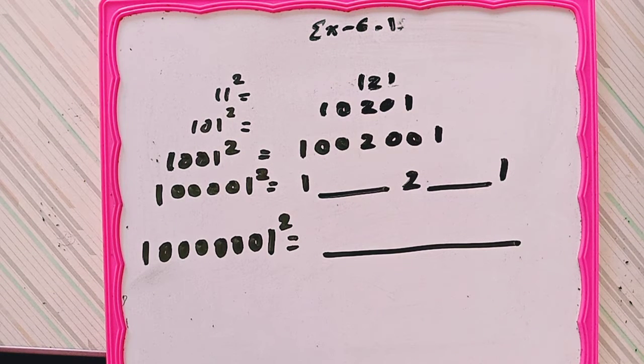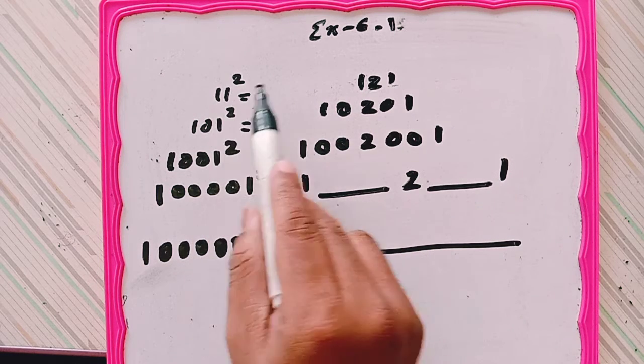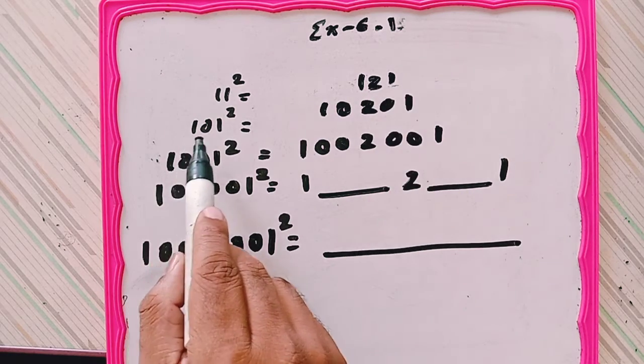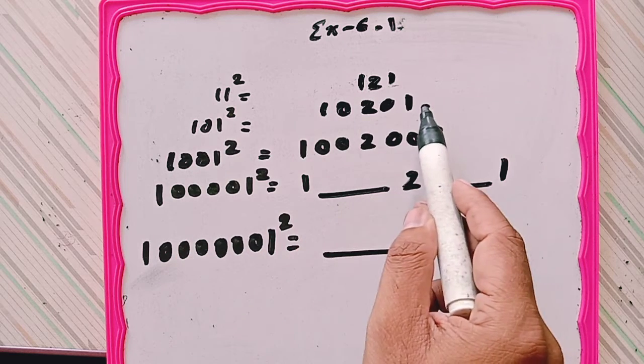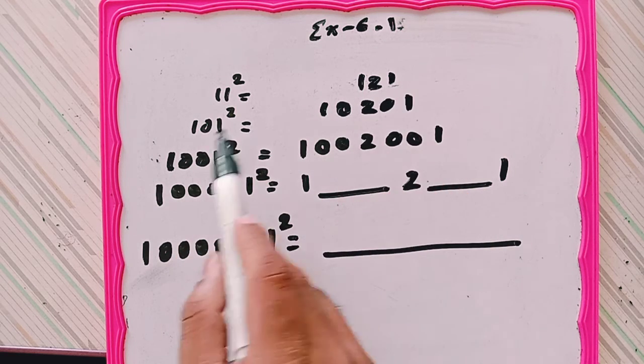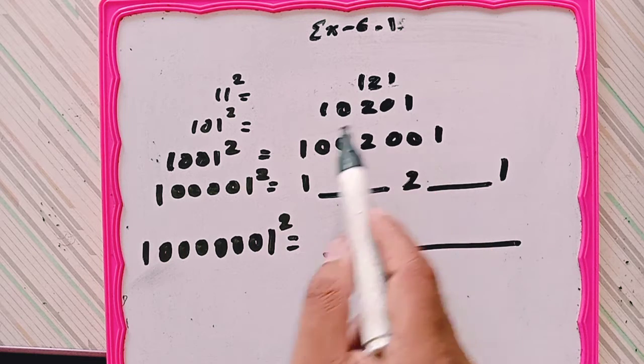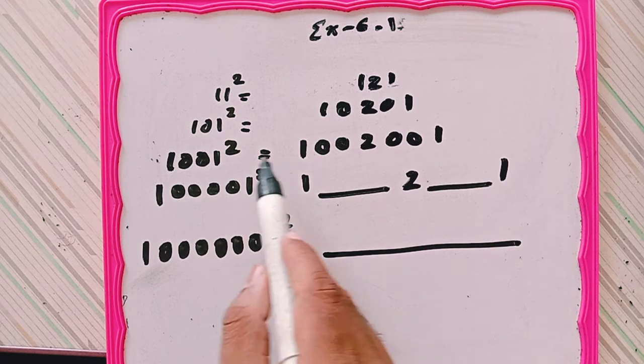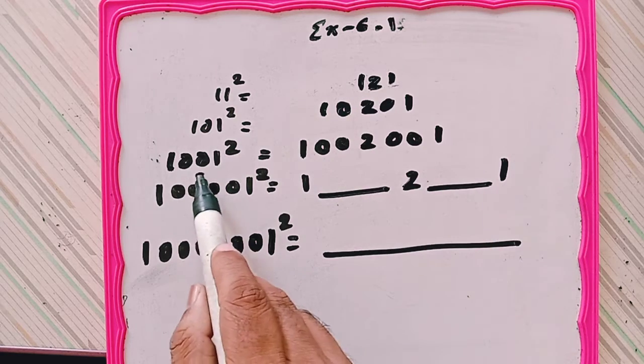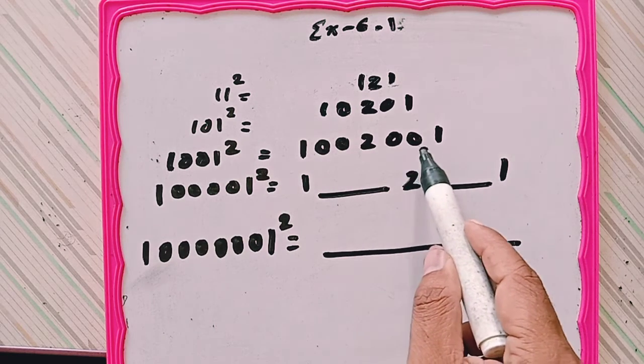Now question 3 is: observe the pattern and give the answer. So 11 squared is given as 121. Now 101 squared is 10201. So we can see that 1 2 1 is there, but between them a 0 is there. 1001 squared is 1002001, then 1 2 1 is there, but between them two zeros are there. So here also two zeros are there.